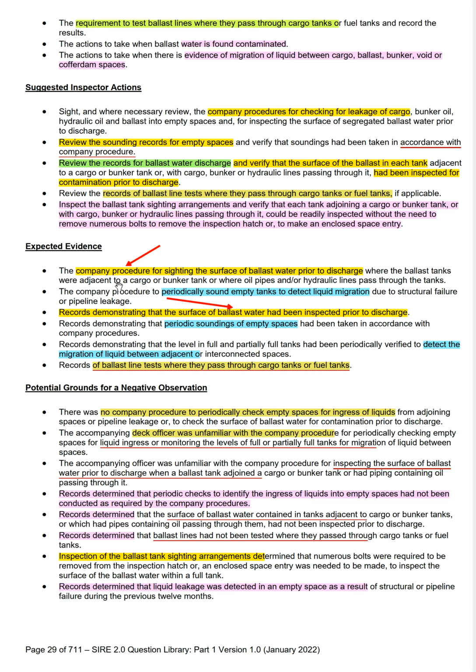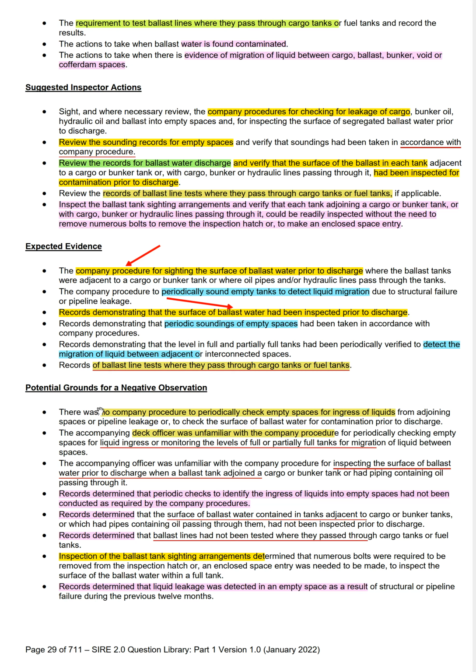So the expected evidence is the company procedure for sighting the surface of the ballast tank prior to discharging, and in case of any contamination, what the company procedure is, and the periodical sounding of empty tanks to detect any liquid migration; records demonstrating that the surface of the ballast water has been inspected prior to discharging, periodical sounding of empty spaces to detect the migration of liquid between adjacent tanks, and the record of ballast lines being tested if they are passing through cargo or fuel tanks.